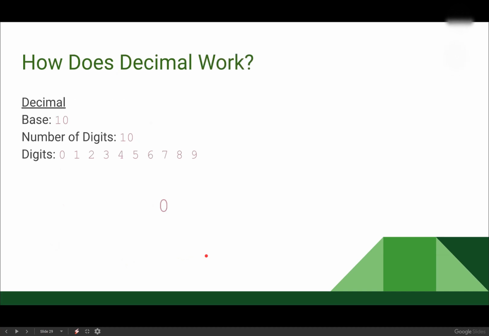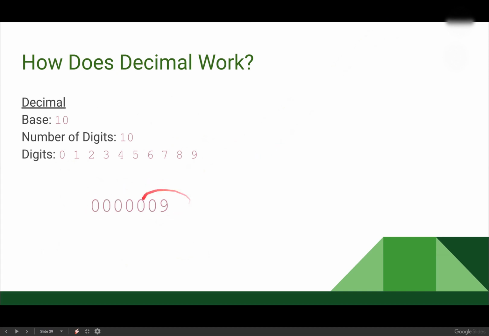So let's look at a number in decimal. How do we count in decimal? We start at 0, we go up 1, 2, 3, 4, 5, 6, 7, 8, 9. What happens when I add 1 to 9? What do I get? We get 10. So let's look at how that works.